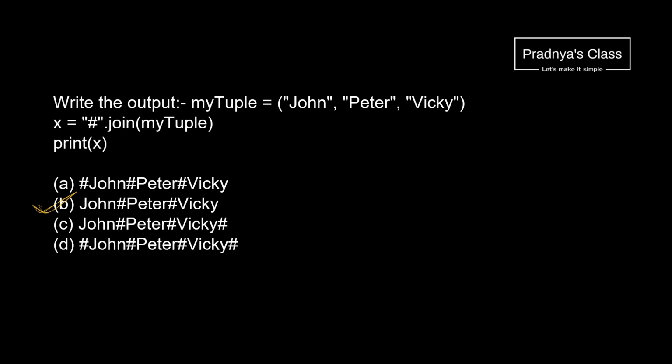Alright, let's discuss one more question. What will be the output of this code? Here is one tuple, and using join we are joining hash and then we are printing it. So what will be the output? Hash will get added in between the elements of the tuple. After John, one hash will get added and after Peter, one hash will get added. So we will get the output which is mentioned in option B.